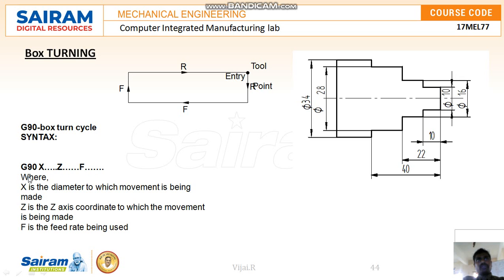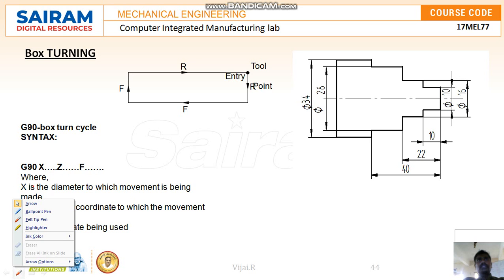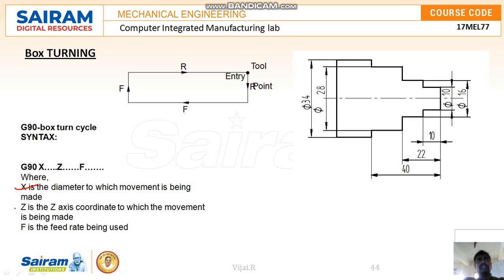The format for G90 is G90 X, Z and F, where X is the diameter as we said, Z is the length, the distance we have to cut, and F is the feed rate. So by seeing this, we will go for this program.